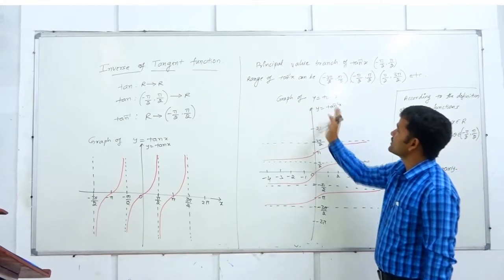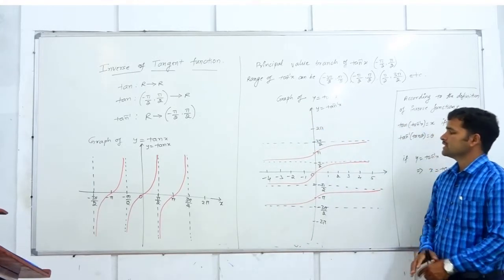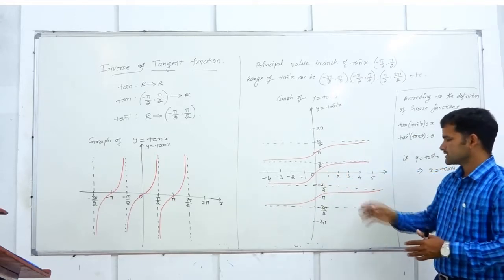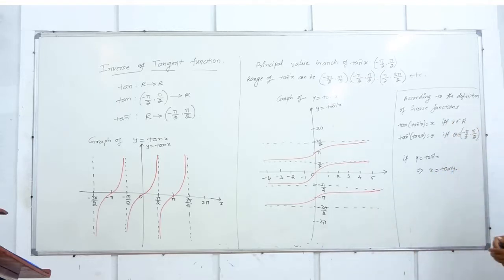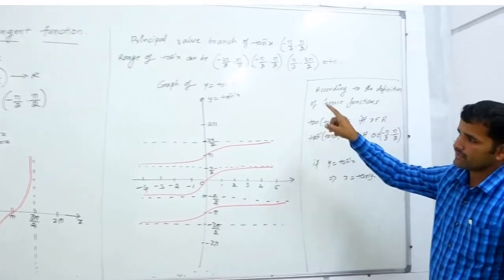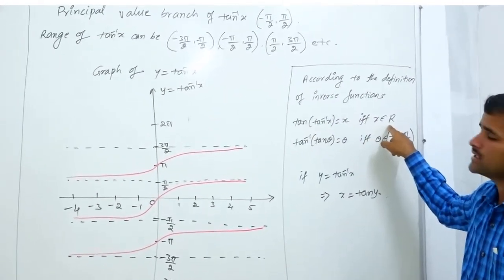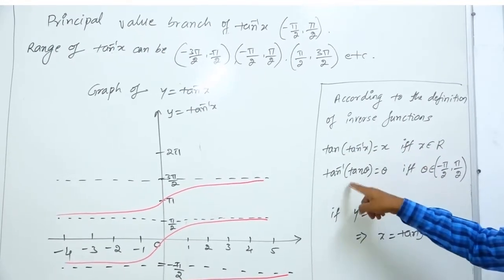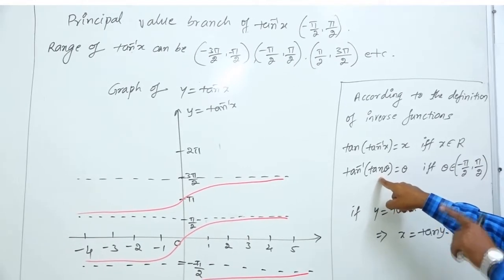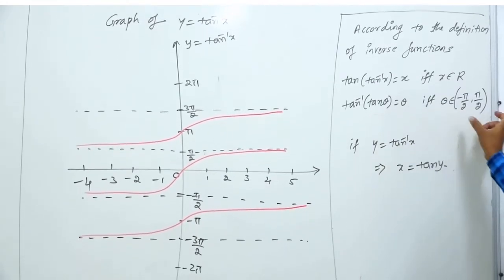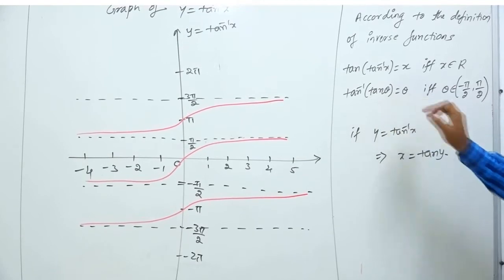This is the graph of y equals tan inverse of x. Take one or two values for tan inverse and then try to write it easily. According to the definition of inverse of functions, tan of tan inverse of x is equal to x if x belongs to the domain of tan inverse of x. The domain of tan inverse is R, so x belongs to real numbers. For all real numbers, tan of tan inverse of x is equal to x. For tan inverse of tan theta, the domain in this case is the interval minus pi by 2 to plus pi by 2. If theta belongs to that interval, then tan inverse of tan theta equals theta.